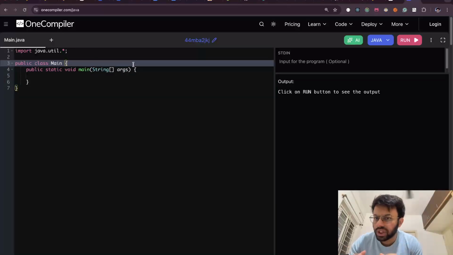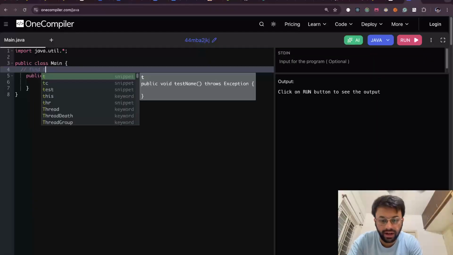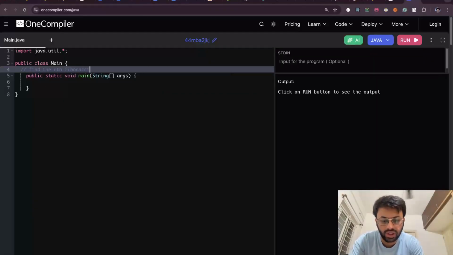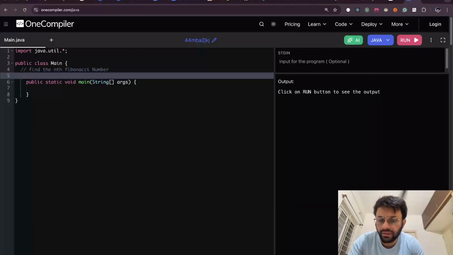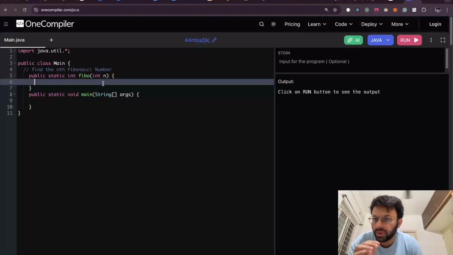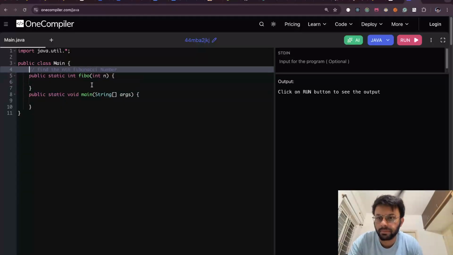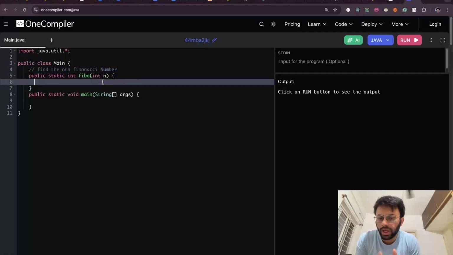Suppose my question is that I have to find the nth Fibonacci number. Okay, find the nth Fibonacci number. So say I have a function, public, let me give the proper indentation, static int Fibo, here I'll take n. So I need to return the nth Fibonacci number. Okay, so how will I do this?